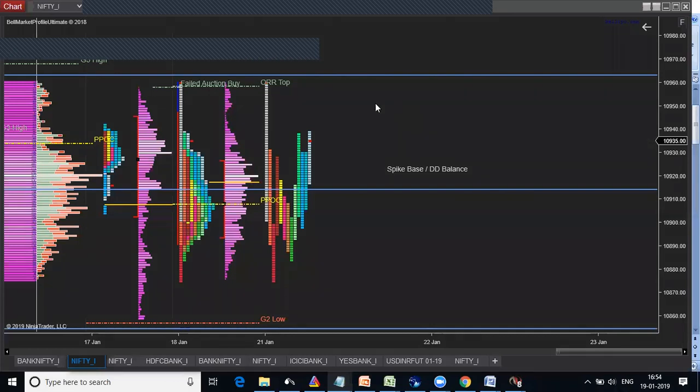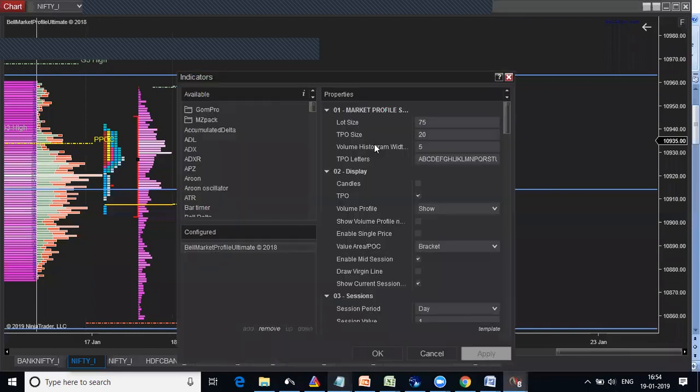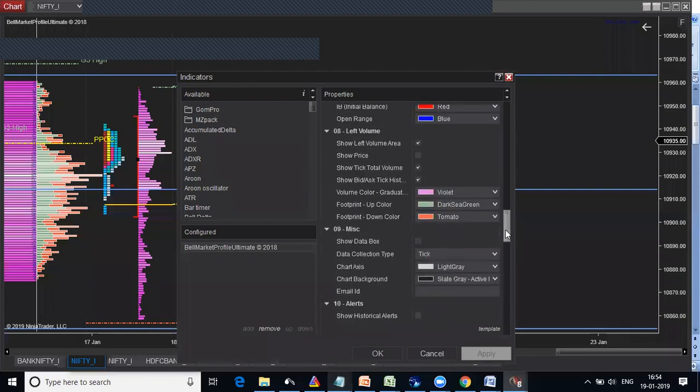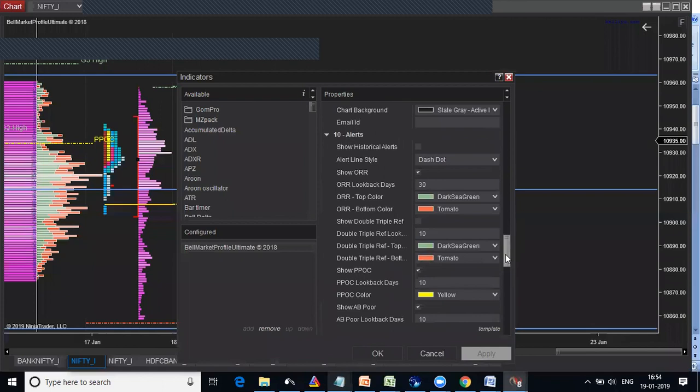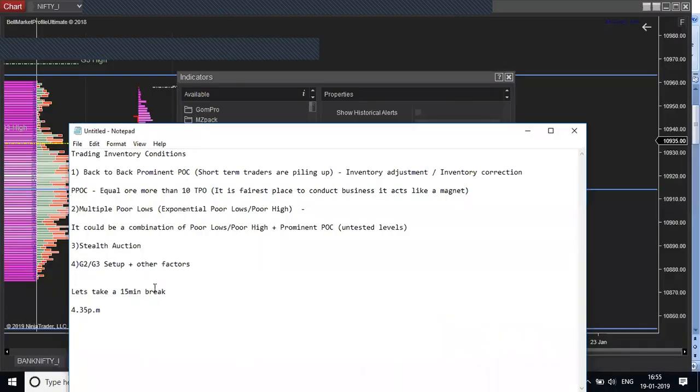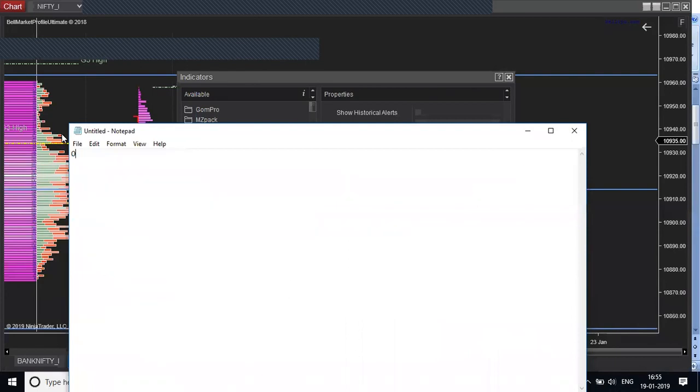And the second thing is the automated reference levels. So what are the automated reference levels available? Let me go to indicators. The automated reference levels available are, one is ORR, open rejection reverse. So let me list it out.